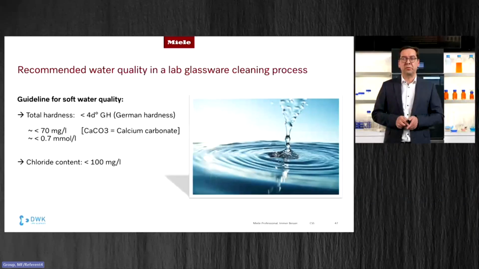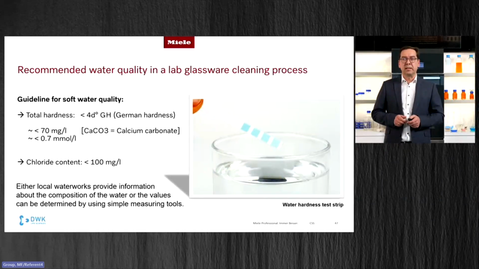That is really recommendable. How to find out how your water quality looks like? There's either the possibility to contact your local waterworks, they can tell you, or if you like, you can also buy very cheap and widely available measuring tools that don't always provide you with an exact figure, but give you a range if you work with hard water or maybe with soft water, and that is always helpful.